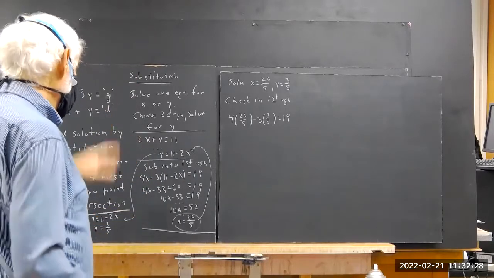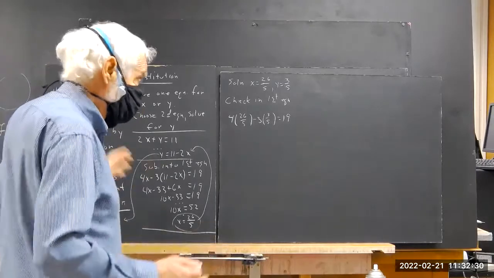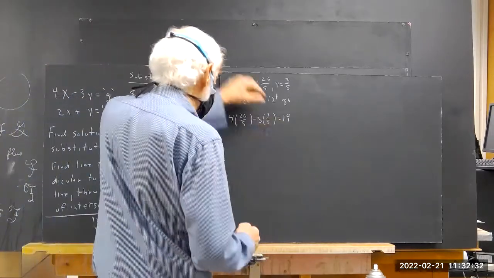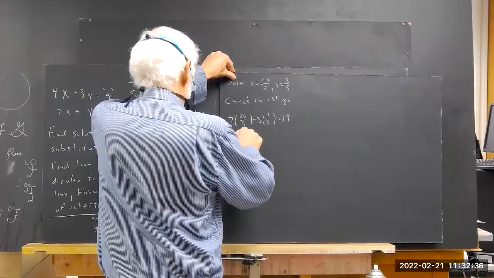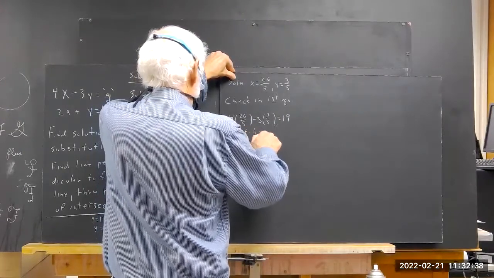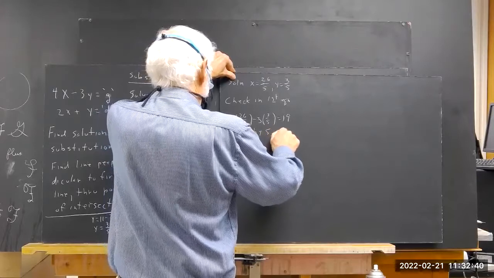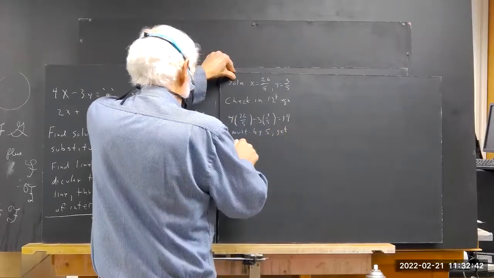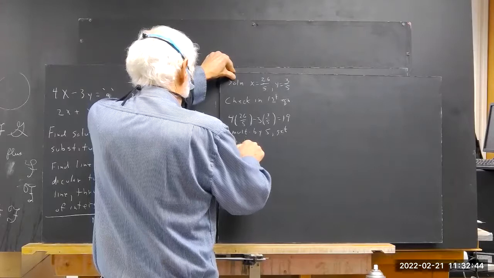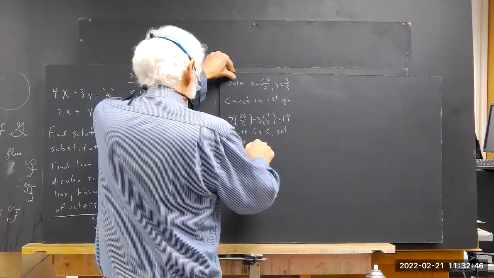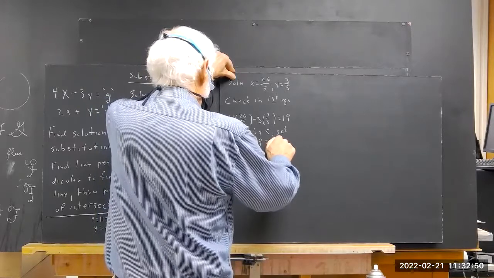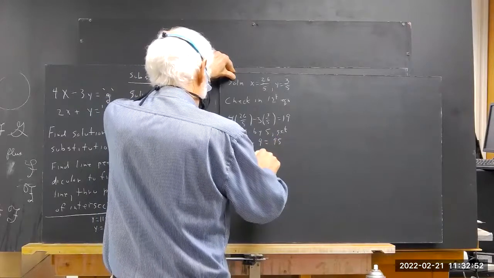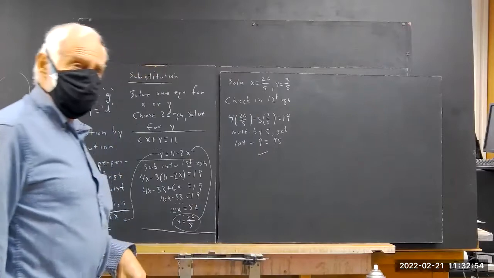I didn't write them down. I was worried about space and just neglected to do that. Anyhow, I multiply through by 5. And you can do that. You're going to get 104 minus 9 equals 95. And that checks.